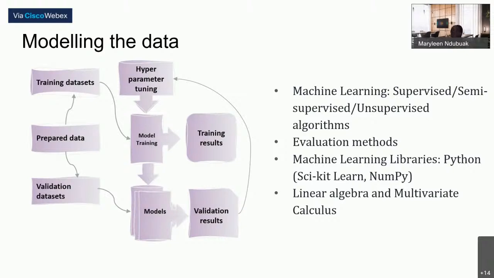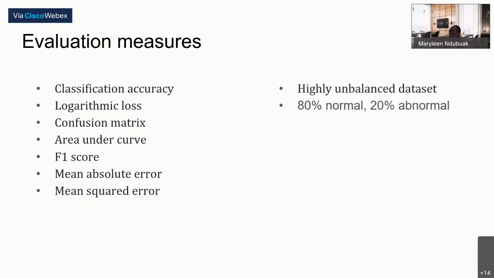Then you have your machine learning libraries, like Python libraries and so many other libraries out there. And of course, here you really need knowledge of linear algebra and calculus, which is that learning algorithm we talked about. Understanding of linear algebra and calculus will be very, very useful for it. Then there are so many different evaluation measures: classification accuracy, logarithmic loss, confusion matrix, area under curve, F1 score, mean absolute error, mean squared error.